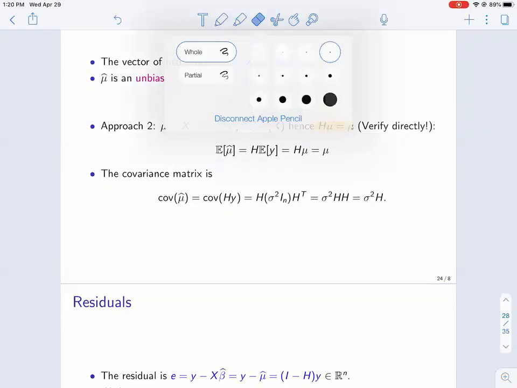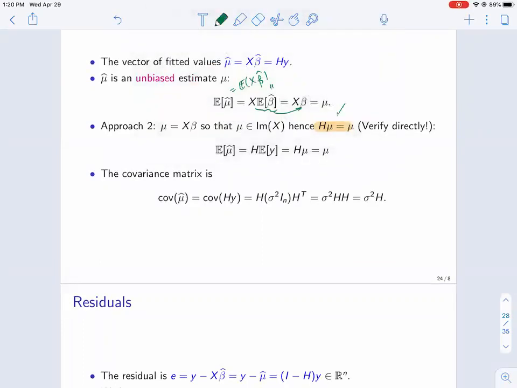So this is saying the projection of mu onto the image of X is itself, because mu belongs to the image of X. Okay, and you can also verify it directly. Just try to verify it directly, okay?